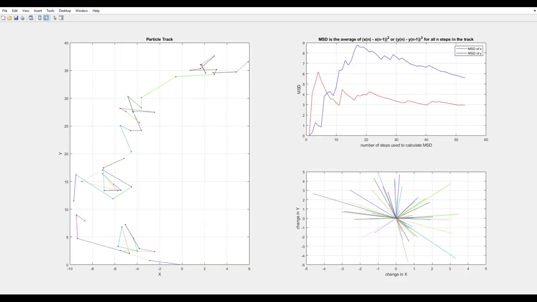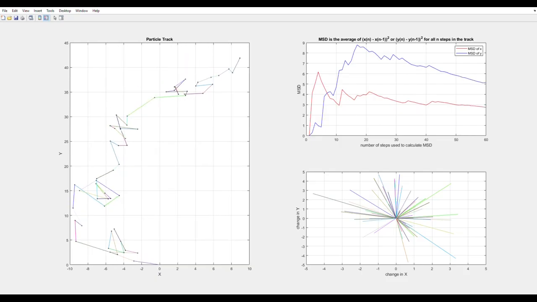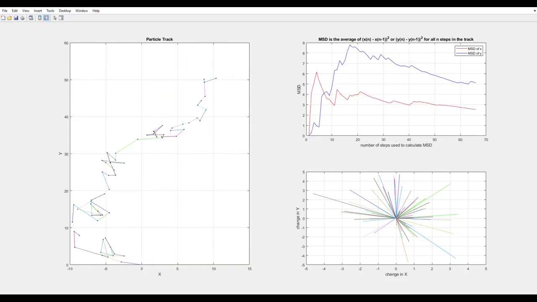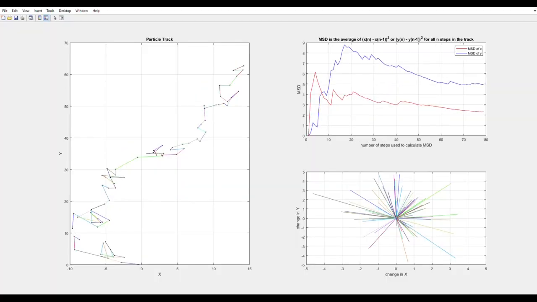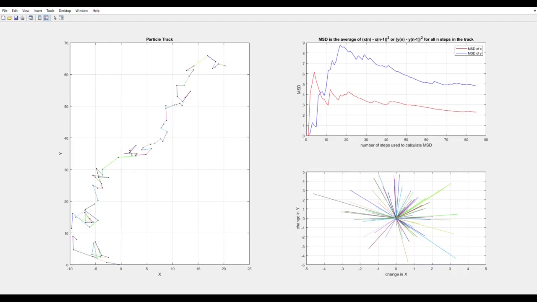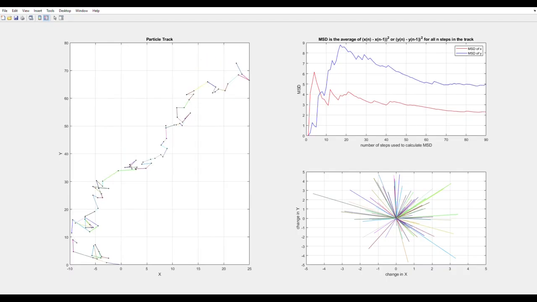To get the MSD, we took the entire track of each particle, then calculated the difference in x or y coordinate from frame to frame, squared this, and then took the average of it. The x and y MSD were calculated separately.